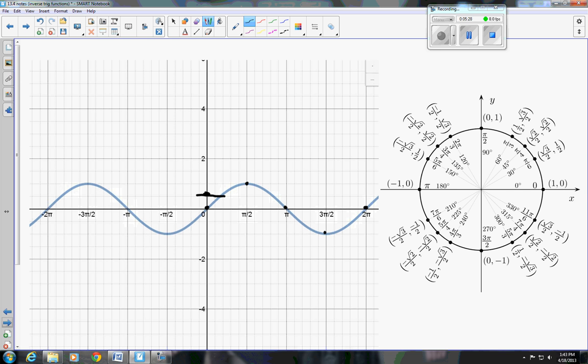So here's what we ran into. If I want to know the angle that goes with the sine of 0.5, I get a value here and I get a value here. If I continued out this way, I could get values over here too. So here's what we have to do when we look at the inverse function. We are going to limit it to this little part right here.